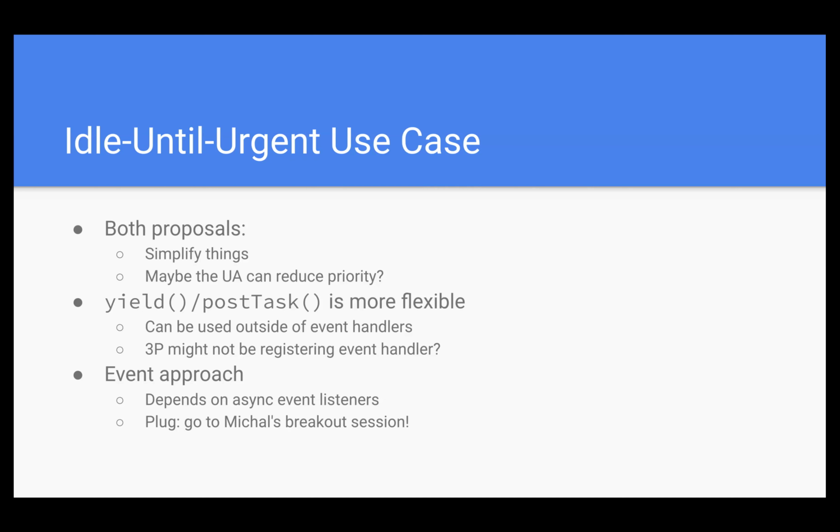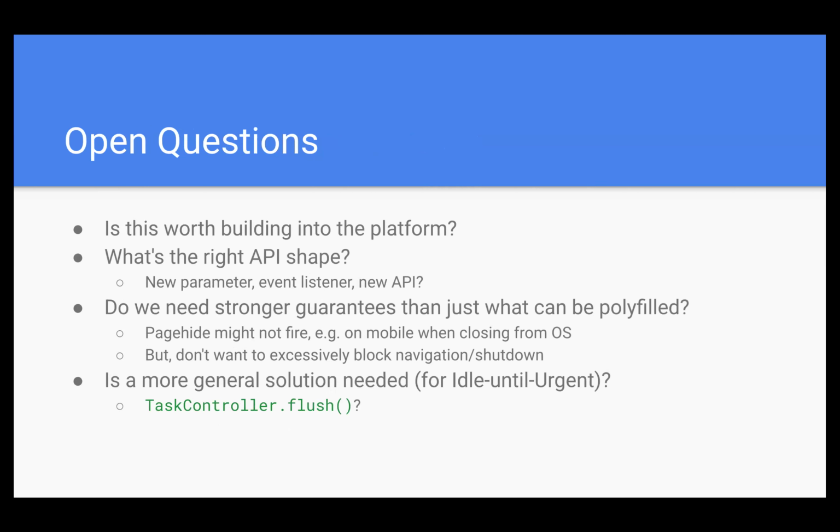And maybe with this flag, I don't know. I don't know if this is the right shape. You could add a parameter to yield, because it really is the thing you are doing, you are yielding, you just want some guarantee around that continuation. But maybe that's not the right API shape. Maybe event listeners aren't either. Maybe a new API would be the thing to do here.